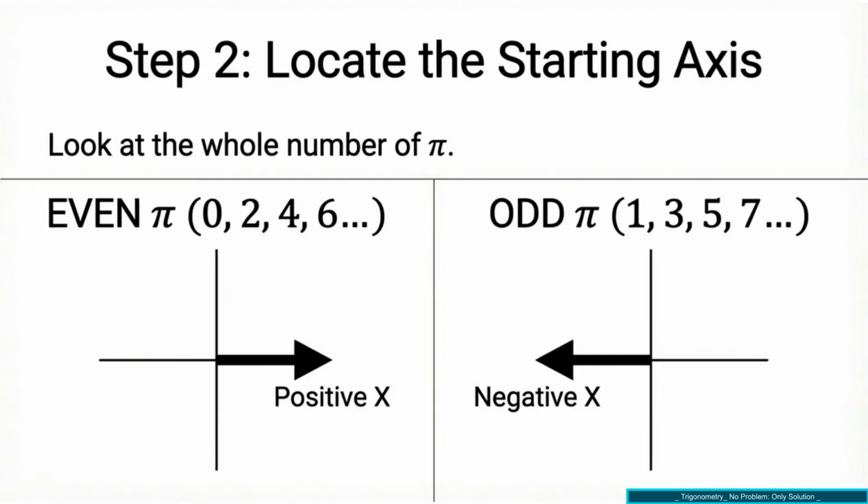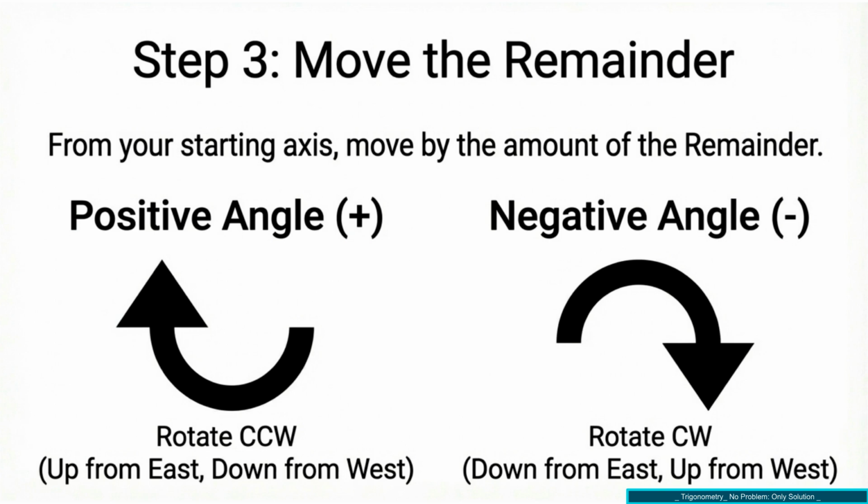Step 2 is to locate the starting axis. Look at the whole number of pi. An even multiple starts at the positive x-axis, and an odd multiple starts at the negative x-axis. Step 3 is to move the remainder. From your starting axis, move by the remainder amount. A positive angle moves counterclockwise, and a negative angle moves clockwise.